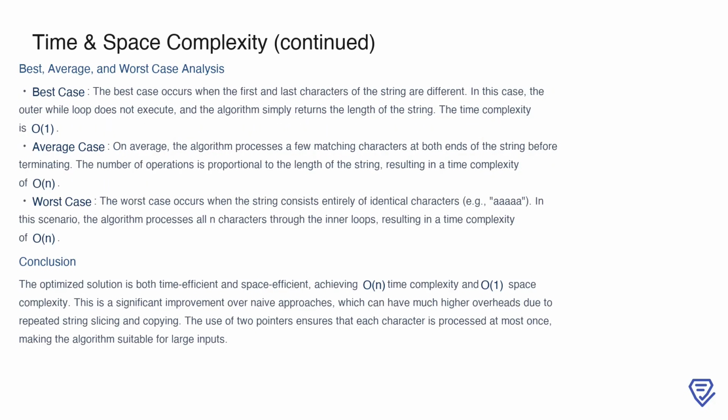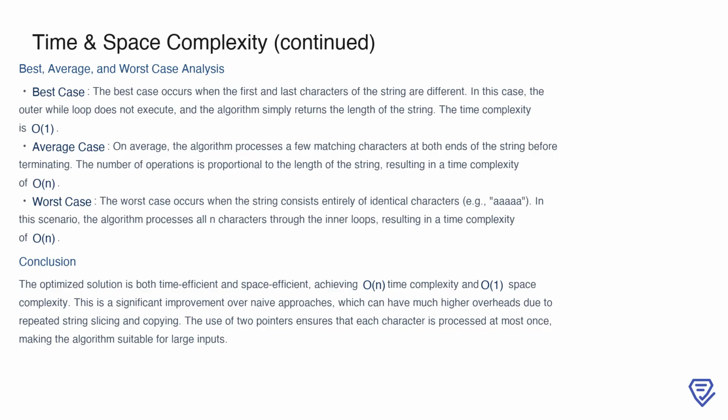Now let's analyze the best, average, and worst case scenarios. In the best case, the first and last characters of the string are different. Here, the outer while loop doesn't execute at all, and the algorithm simply returns the length of the string. This results in an O(1) time complexity.